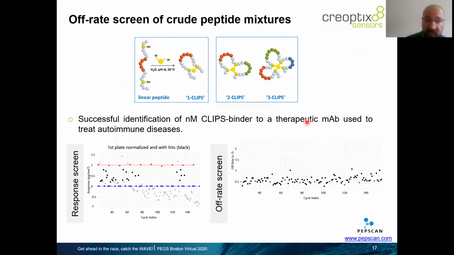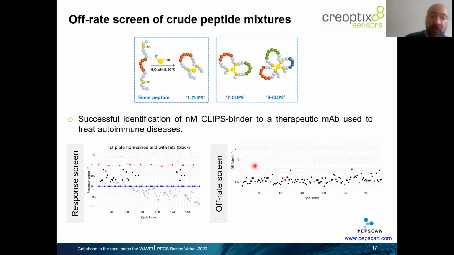But later they developed this CLIPS chemistry, and they could identify nanomolar CLIPS binders. You can find more details about this CLIPS chemistry, circularized constrained peptides, on the PepScan website. So they could successfully identify tight, nanomolar binders of peptides to a therapeutic monoclonal antibody used to treat autoimmune diseases.